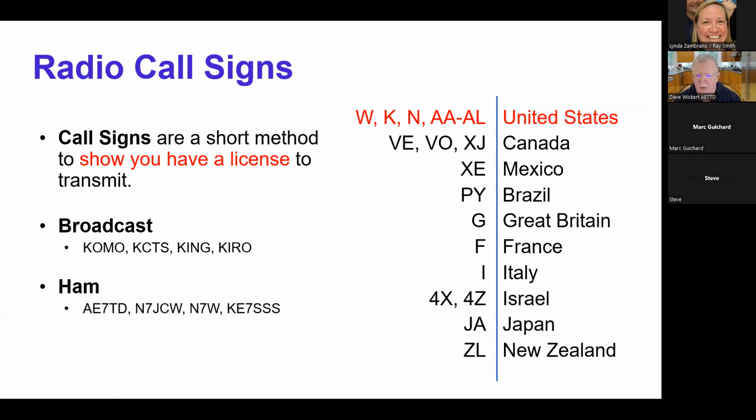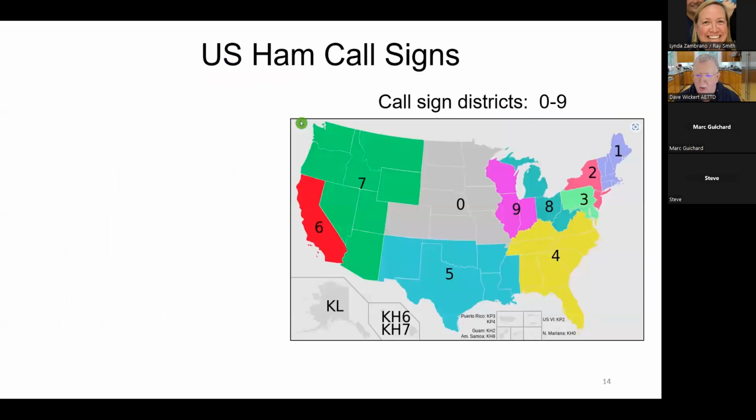In the United States, all call signs start with the letters W, K, N, or A. And then, as you can see, there are other countries that have different call signs that have been assigned to them. Here in the United States, it's broken up again. So when you say AE7, the number 7 is my call sign district, which, as you can see, is mostly West Coast states, except for California that has its own.